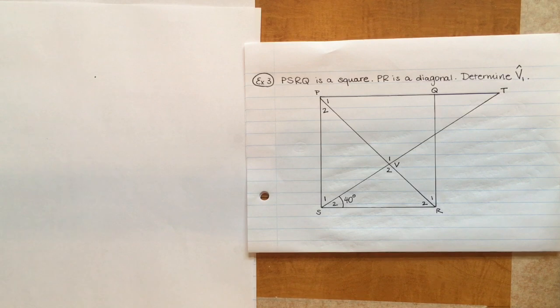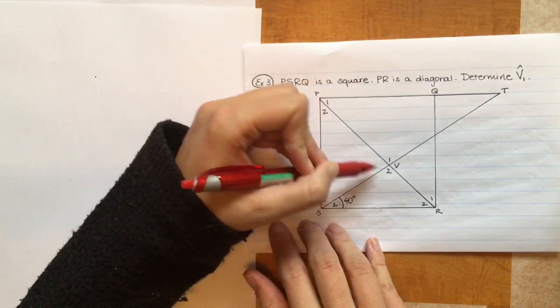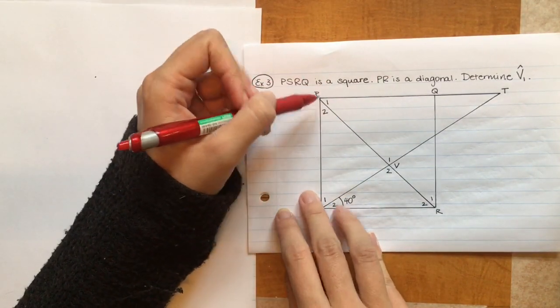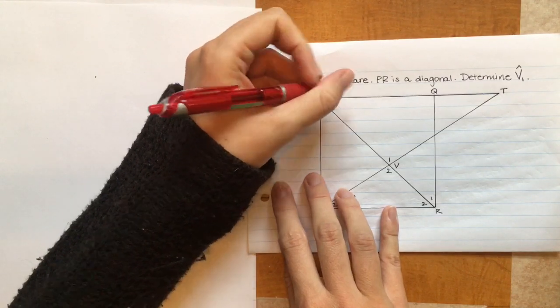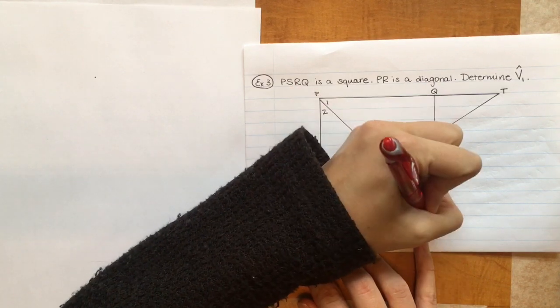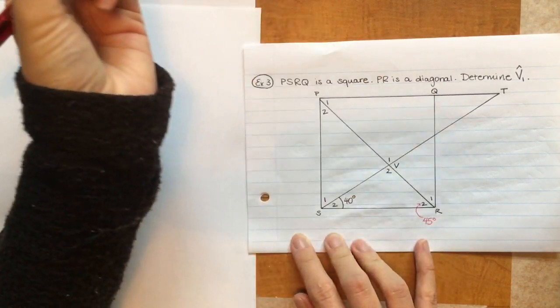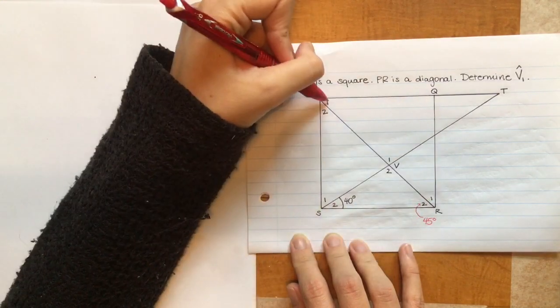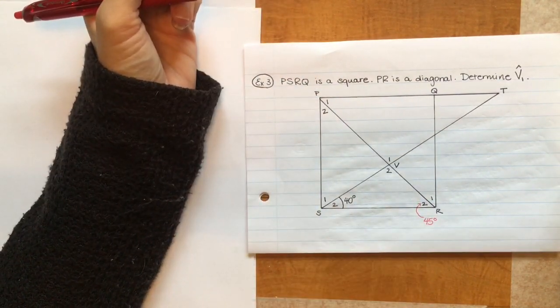Last one, exercise 3. Now we have a square. PSRQ is a square. Again, pause the video if you haven't tried this one yet. PSRQ is a square. PR is a diagonal. So already, I'm going to write down what we know about the diagonals of a square. We know that they bisect the interior angle, which is 90, which means that, let's do it for R2, has to be 45 degrees. That means that R1, P1, and P2 are also 45 degrees.